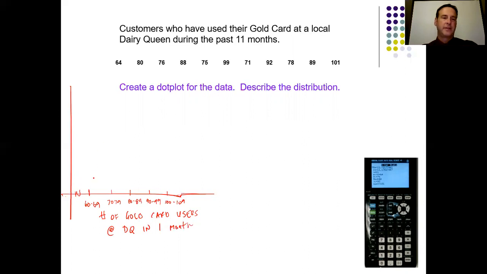Okay, so 64 is here, 80 is here, 76 is here, 88, 75, 99, 71, 92, 78, 89, 101. Okay, I'm going to count these just to make sure I have enough. 1, 2, 3, 4, 5, 6, 7, 8, 9, 10, 11. This I'm going to call frequency.